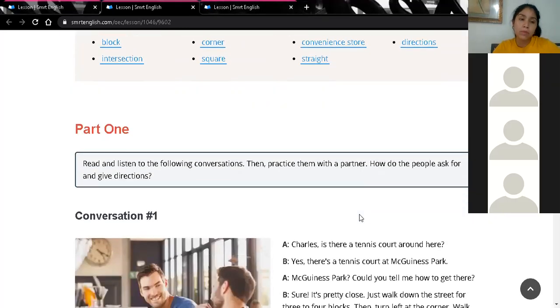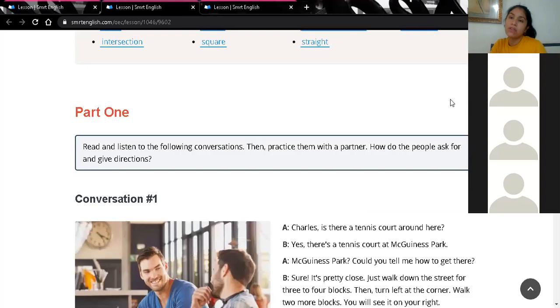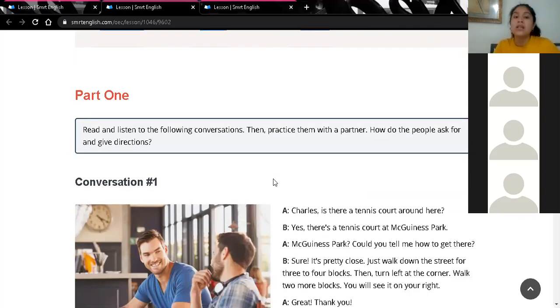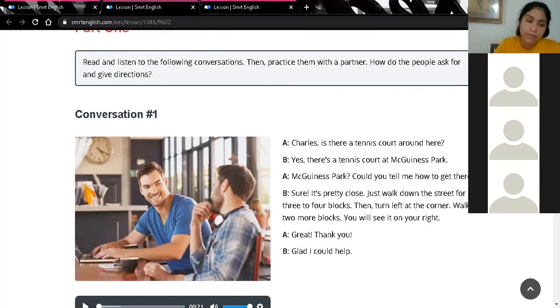It says part 1, read and listen to the following conversations. Practice with a partner. How do the people ask for and give directions? Okay, so first we're going to follow these conversations to identify how people are asking how to get to these places and also how they are helping others to follow those directions. So let's listen and follow the conversation.